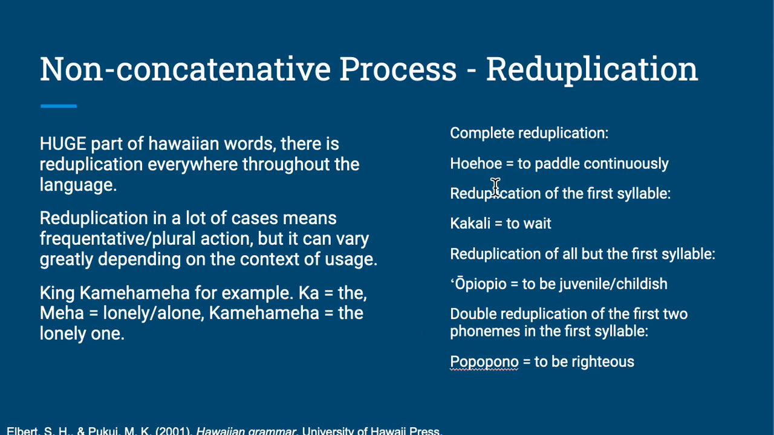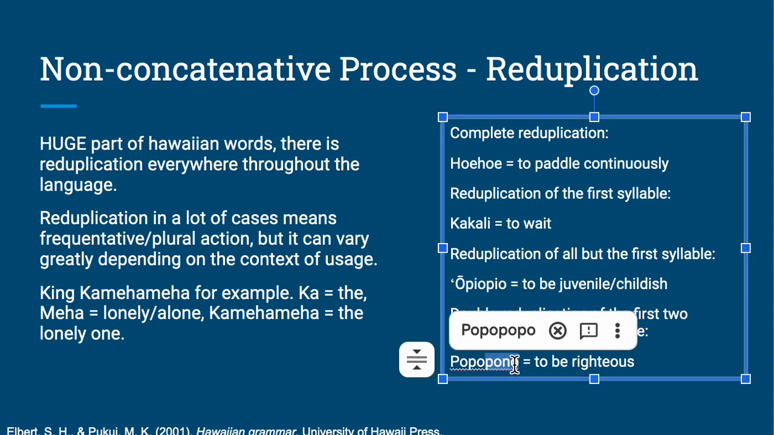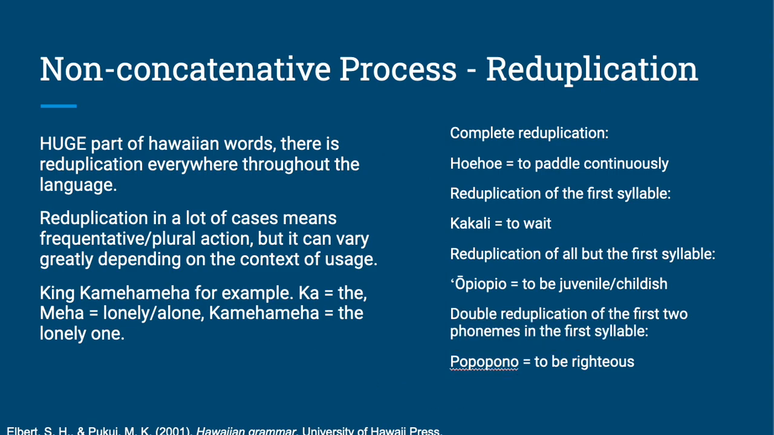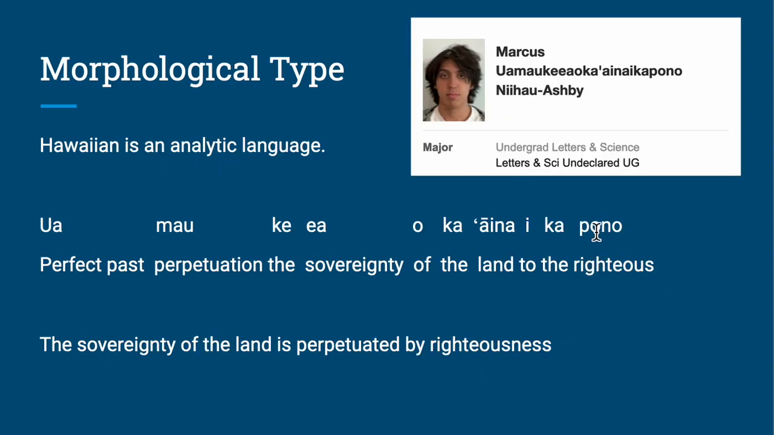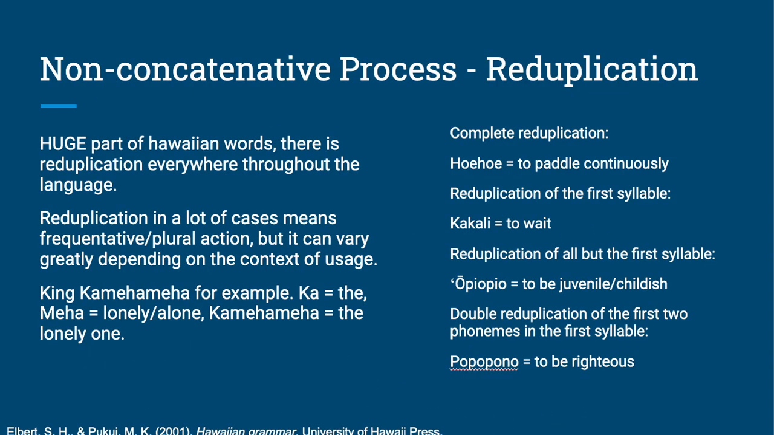Anyways, we have some of these. Kakali is to wait. Kali is just waiting. And then opio. So opio in this case means juvenile. It's like a descriptor of being juvenile, and then oopio means to be juvenile or like being juvenile in the moment. And then we have popopono, which is to be righteous. The original morpheme was pono in this case, which is shown over here, which is just righteous. So popopono is to be righteous.